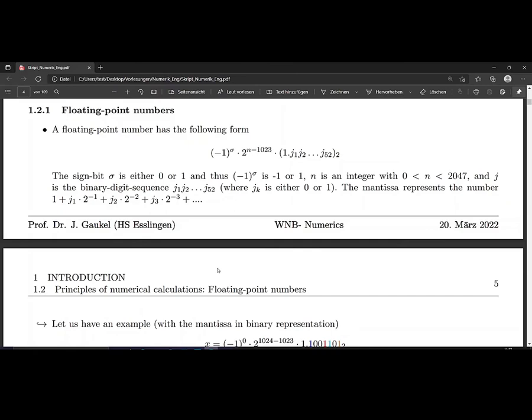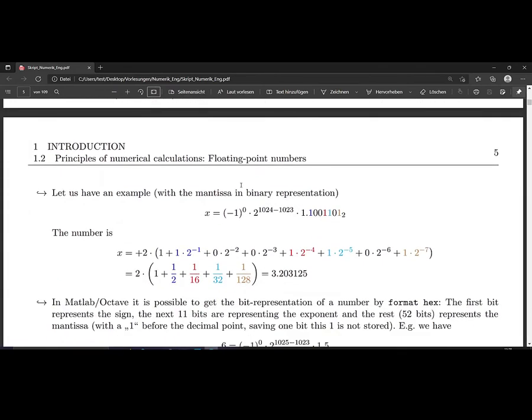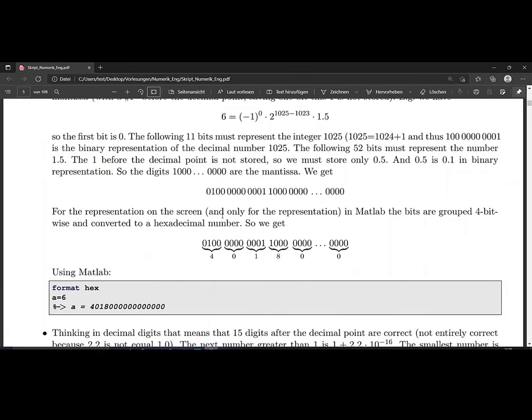And now let's have a look in my script. Floating point numbers. Here it is written what we have talked about. And here is another example. This time we are talking about the number 3.203125. And in MATLAB we can check all that. And then we can talk about the number 6 in MATLAB. Take that as a third example.